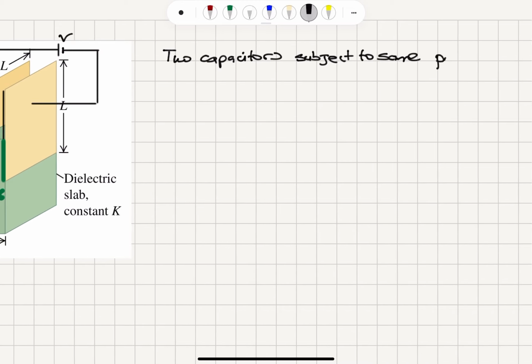So the same potential difference. Therefore, what can we say about these two capacitors? They are connected in parallel. So C0 and Cx in parallel.